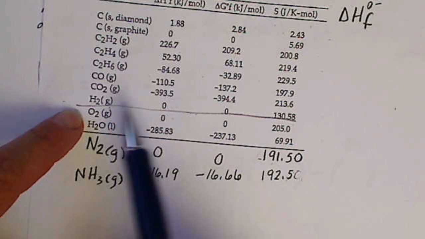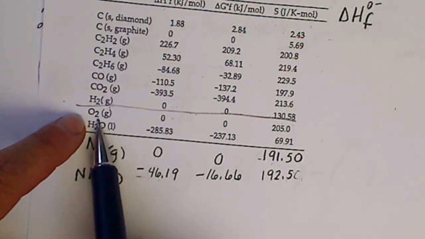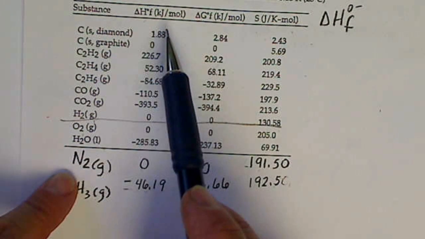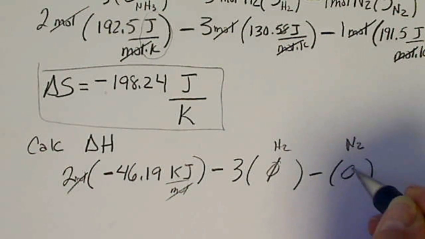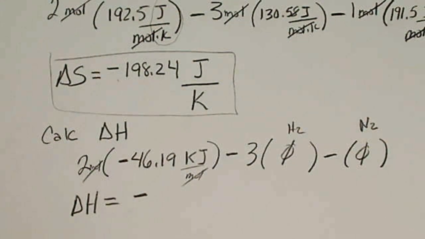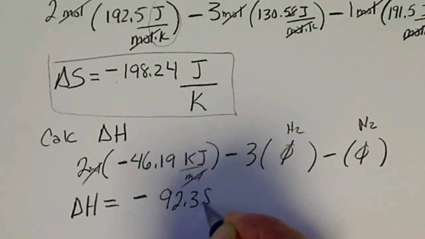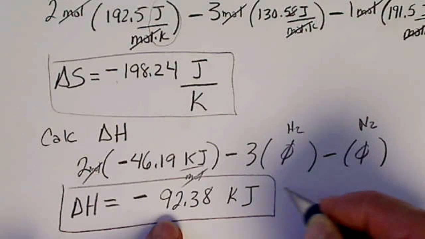Hydrogen, the way hydrogen occurs as an element, is in the diatomic molecule H2. There's the element O2, the element N2. So the delta H value for those are always going to be 0. So I subtract off 2 zeros. So my delta H value here is negative 2 times 46.19. This turns into a negative 92.38 kilojoules.